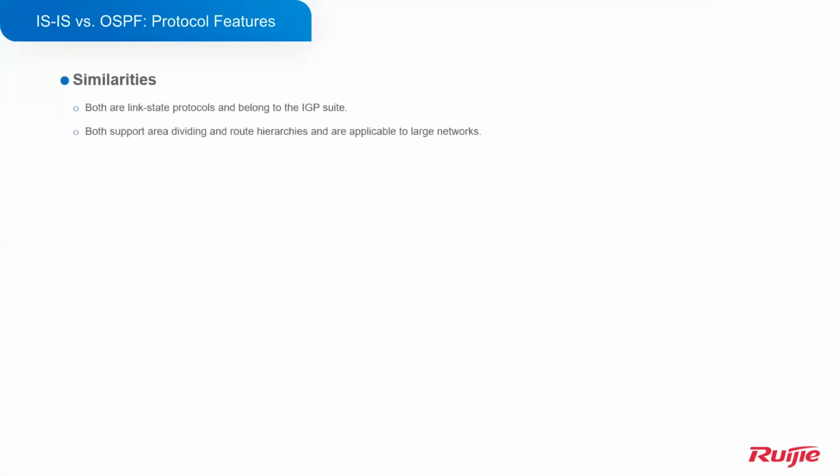The similarity is that both of them belong to the link state protocol and also belong to the IGP scenario. Both of them support area division and route hierarchy and are applied to larger networks, because we can divide the different routes into different levels. So you can use some tools to control the route information.